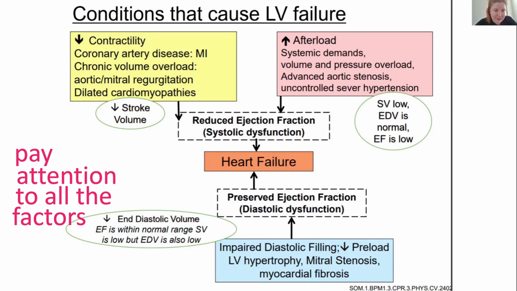And then this is what we were talking about above. You have decreased ejection fraction, but EF is within normal range because stroke volume is low. Both of these values are low.